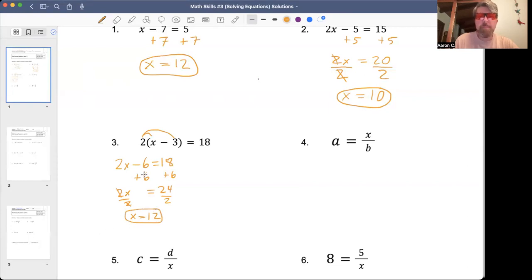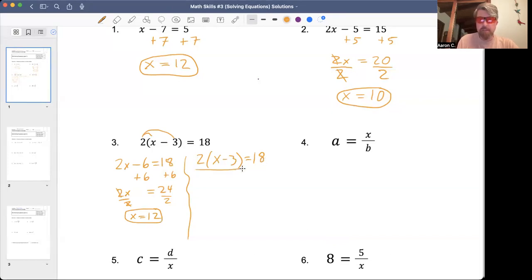If we check our work, we can find that 12 minus 3 is 9, and 2 times 9 is 18. Now, I'm going to show a different way to do this same problem in case you prefer it. I'm going to rewrite it so that you can see it again here: 2 times x minus 3 equals 18. You can treat the x minus 3 in there like a factor, like just one thing. So it's 2 times this thing equals 18.